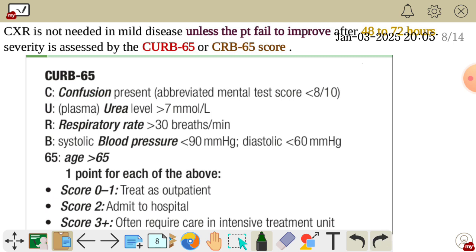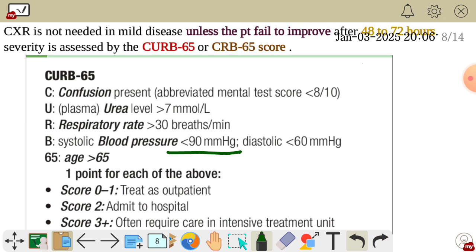So if the patient presents with confusion, then we are going to have the score of 1. Then we also look at the urea level. If the urea level is greater than 7 millimoles per liter, then the score will be 1. Then respiratory rate, if it is greater than 30 breaths per minute, then the score also will be 1. Then for B, that is systolic blood pressure. If it is less than 90 millimeters of mercury, then the score will be 1 as well.